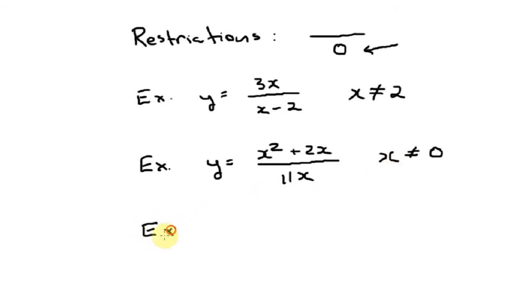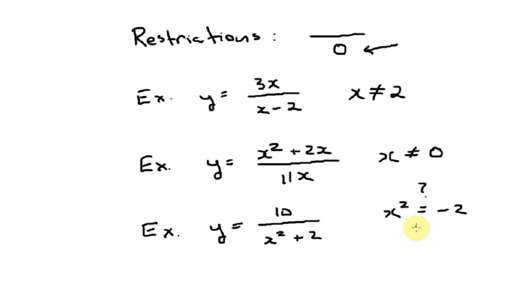Now sometimes there's no restriction. What if you had something, say, like this? Maybe a 10 on top, and maybe you had as your bottom polynomial x squared plus 2. Well, the only way you could make the denominator become 0 is if you took x squared and somehow turned that into negative 2, so that when you went plus 2, they would cancel and become 0. So the question is, is there any way to take x squared and turn that into negative 2? Well, the answer is no.